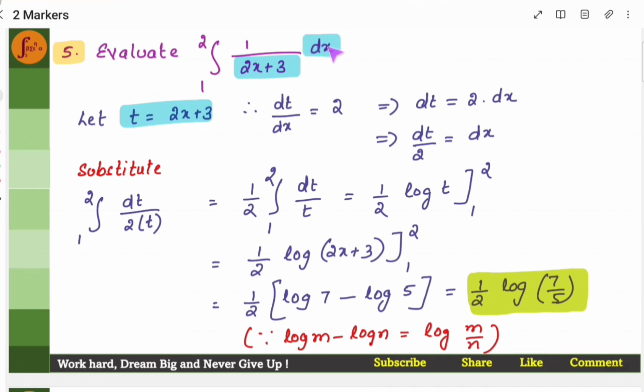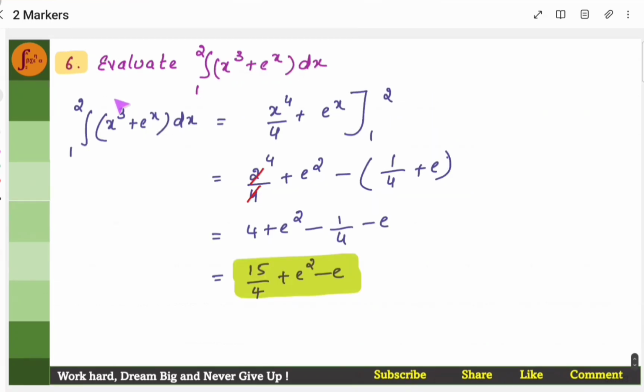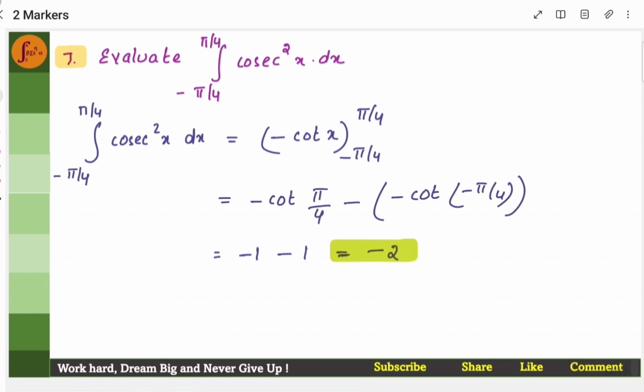You need to substitute dx here, right? So bring 2 here. So dt by 2 is equal to dx. So instead of dx, I put dt by 2, and then I have t here instead of 2x plus 3. Right, simple. Now, once I get the integral, apply these limits. So when you have log 7 minus log 5, it is nothing but log 7 by 5. This is another problem. X cube plus e to the x, find the integral and apply the limits.